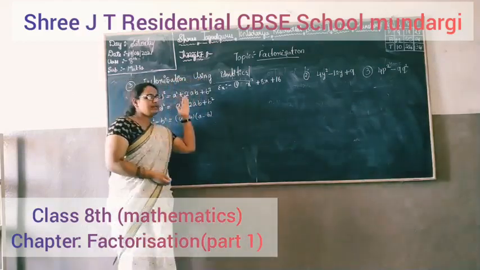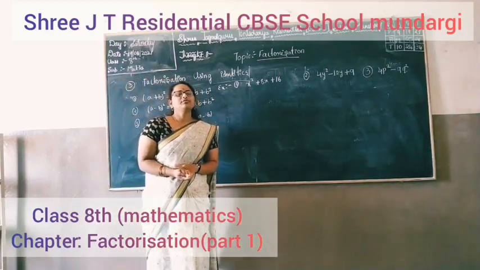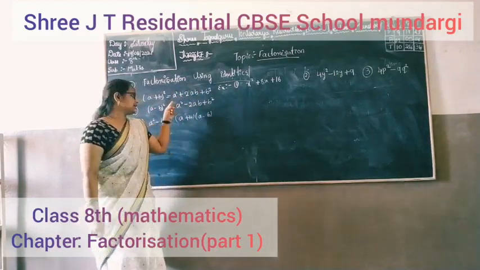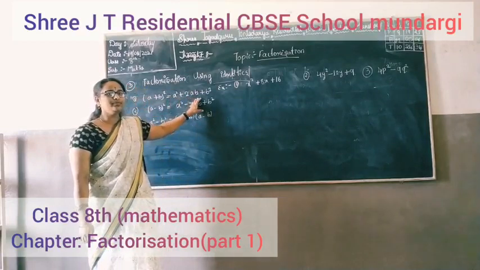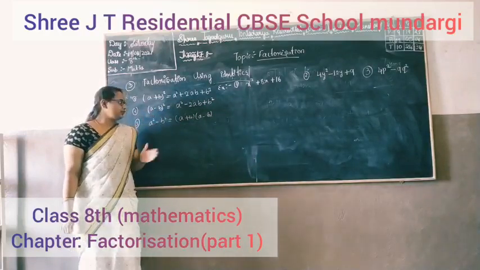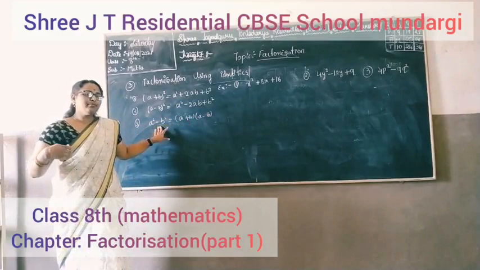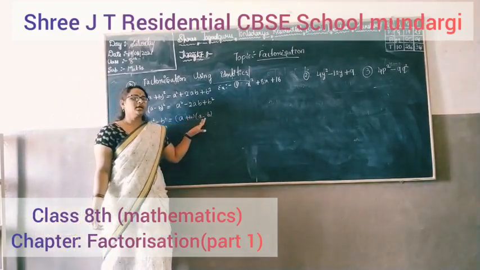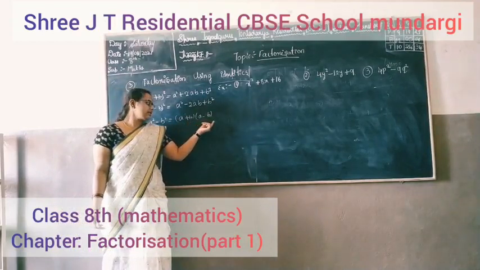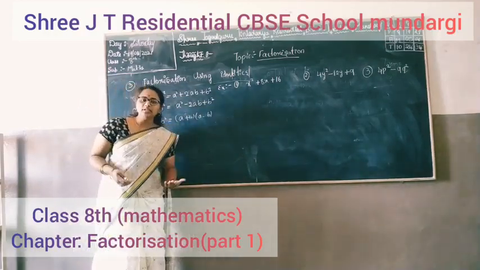Next, come to the third method. It is factorization using identities. In your class, there are three identities. The first one: a plus b whole square is equal to a square plus 2ab plus b square. The second identity: a minus b whole square is equal to a square minus 2ab plus b square. Next, a square minus b square is equal to a plus b, a minus b. So a square minus b square is equal to (a plus b)(a minus b).